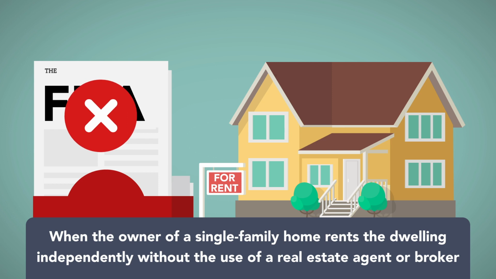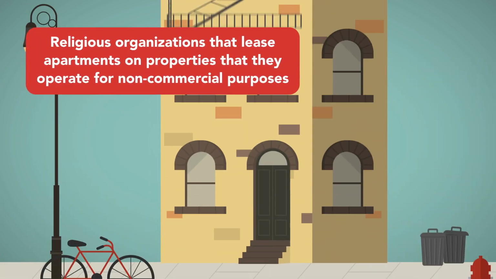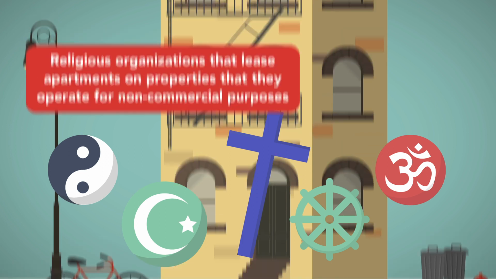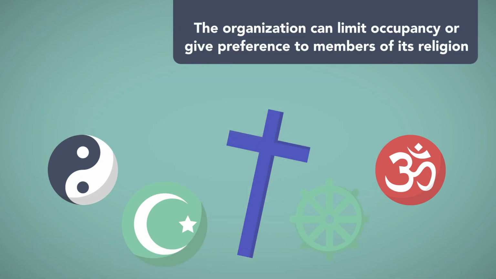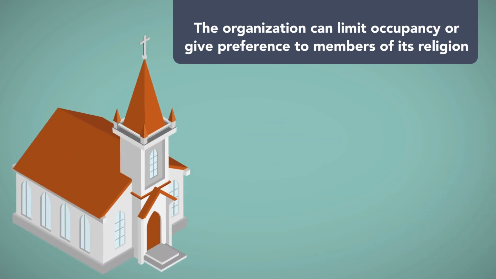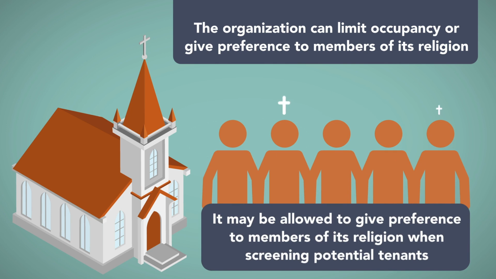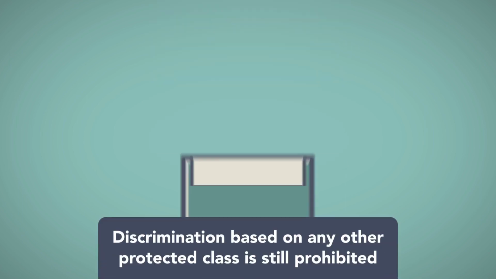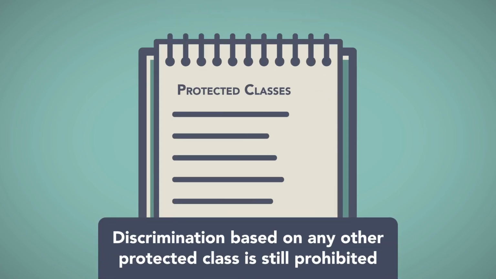A third FHA rental exception exists for religious organizations that lease apartments on properties that they operate for non-commercial purposes. Under these circumstances, the organization can limit occupancy or give preference to members of its own religion. For example, if a church rents an apartment located in a church building, it may be allowed to give preference to members of its religion when screening potential tenants. This exception is solely for religion, and discrimination based on any other protected class is still prohibited.